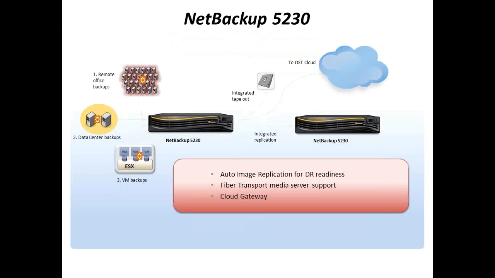Now this slide is showing the capabilities of the 5230 appliance, so we'll go over them briefly. Well, we know it's an integrated backup appliance. Built-in source or media server deduplication. We spoke about up to 64 terabytes of dedupe capacity per 5230, expandable to 76 terabytes total capacity. Tape-out capability through fiber channel. Replication. Hardware monitoring and call home services. Auto image replication for DR readiness. Fiber channel media server support. And cloud gateway support.